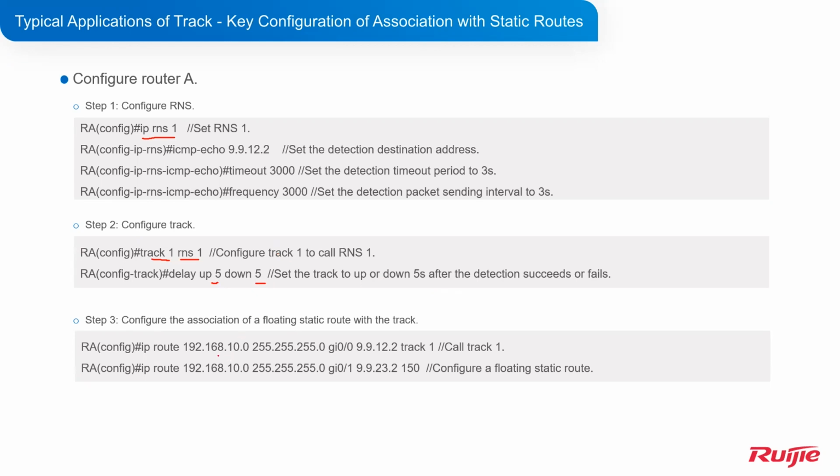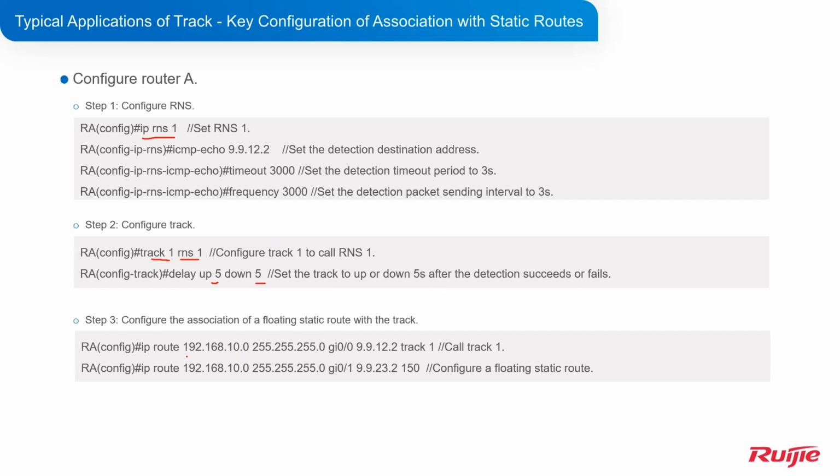And since we are using RNS associating with the static routes, we should configure the static routes. What is special here is that this is a floating route, meaning we have an active link and a backup link. So we should change the preference value of one of these two routes.